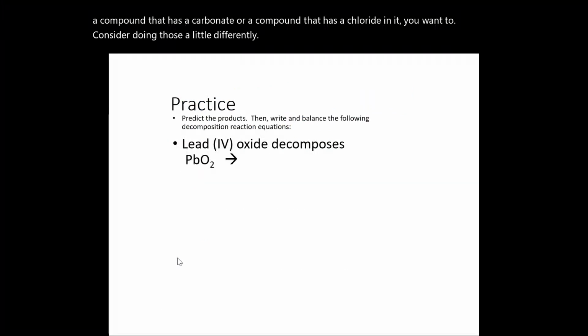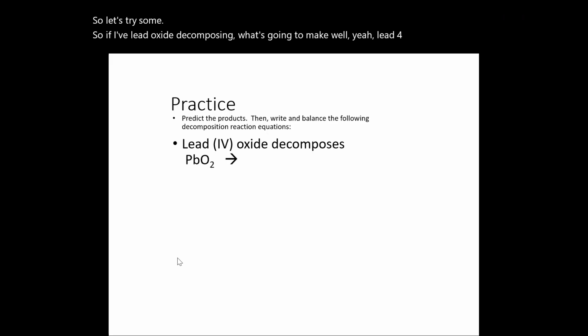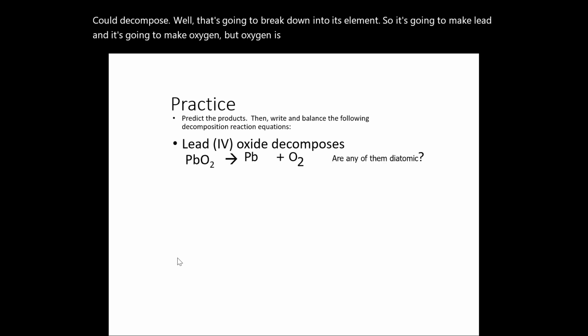So let's try some. If I have lead oxide decomposing, what's it going to make? Well, you've got lead 4 oxide, PbO2, going to decompose. That's going to break down into its elements. So it's going to make lead, and it's going to make oxygen, but oxygen is a Brinkelhoff. So put a 2 in there.